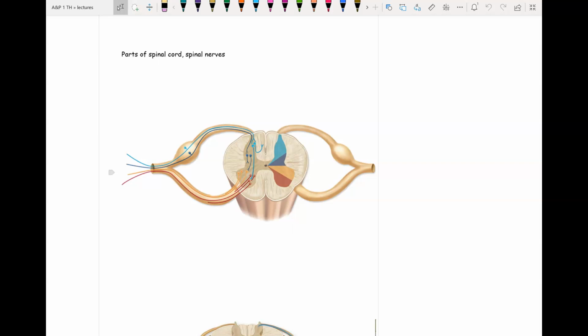In the last video, you saw the 31 pairs of spinal nerves. We're going to look in more detail at that, where those spinal nerves emerge from the spine. So right here, this is a spinal nerve. And here it is on this side. So these are the structures that we saw emerging between the vertebrae.